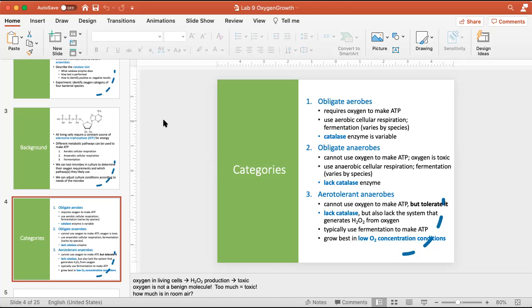These bacteria are going to use aerobic cellular respiration, as we said, with oxygen as the final electron acceptor molecule. But a lot of them can do fermentation as well. It varies by the species. And these are organisms that tend to have this enzyme called catalase. Now let's talk about catalase for just a moment. Catalase is an enzyme that can break down hydrogen peroxide.